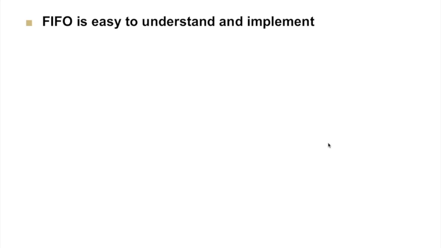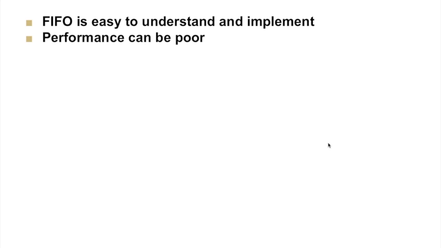FIFO is easy to understand and it's really easy to implement. Every time we have a page, we just say which page was the next one to be loaded, and we just have that circular buffer that we keep going through, the queue, that tells us which page was first loaded and which one has been in there the longest. That's really what we wanted to know.